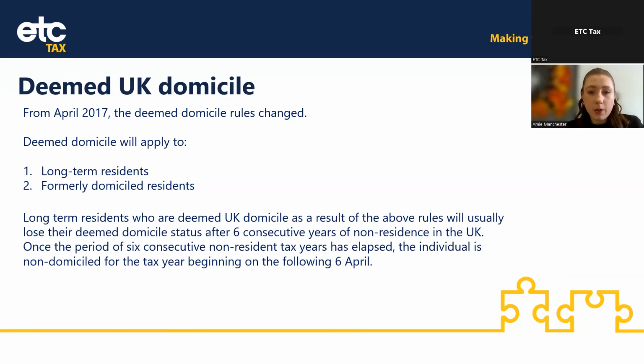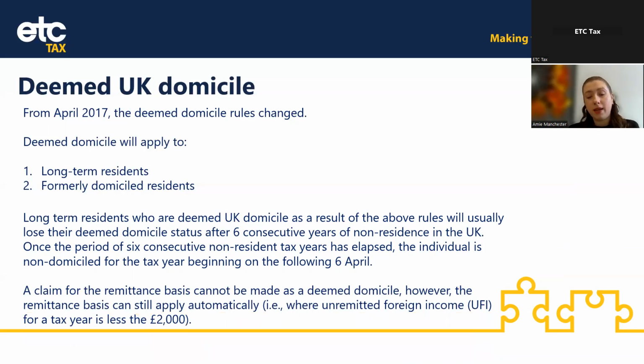Long-term residents who are deemed UK domicile as a result of the above will usually lose their deemed domicile status after 6 consecutive years of non-residence in the UK. Once the period of 6 consecutive non-resident tax years has elapsed, the individual will be non-domiciled for the tax year beginning the following 6th of April.